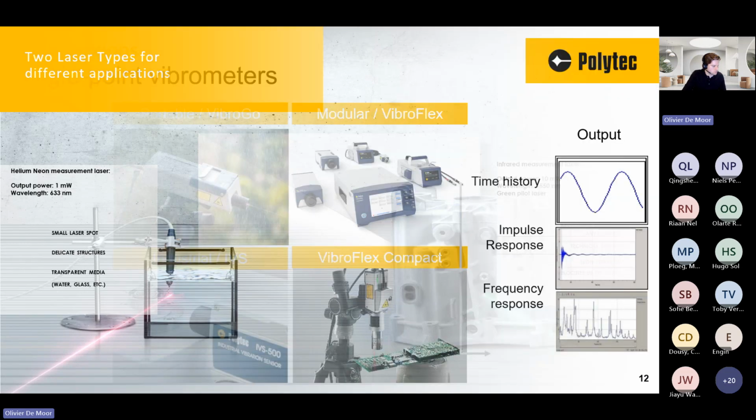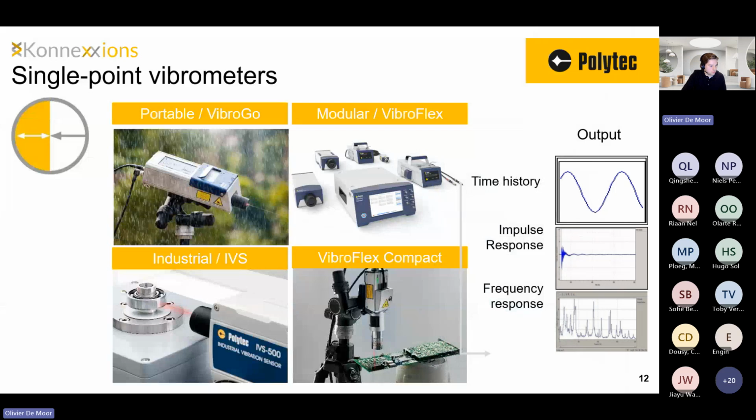So we have different types of single-point laser vibrometers. Our most basic one is the EVS 500 or the industrial vibration sensor, and this system is specifically made for implementation in production lines or quality control end-of-line test setups, and it's easily integratable in your own monitoring systems or data acquisition systems. Then we have the VibroGo system, which is our portable system.